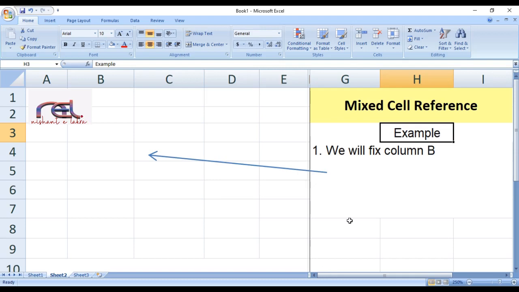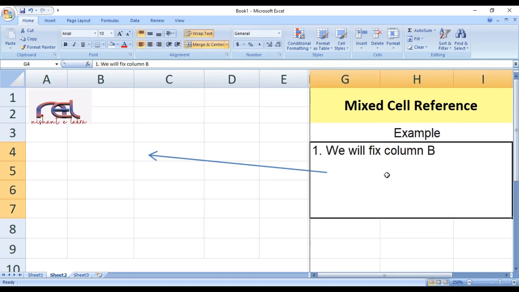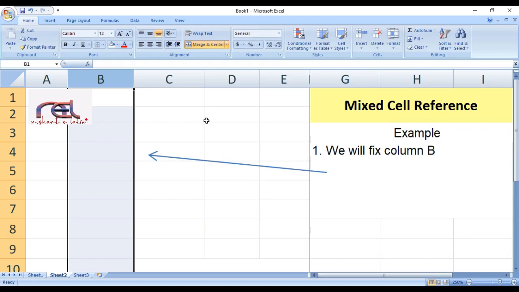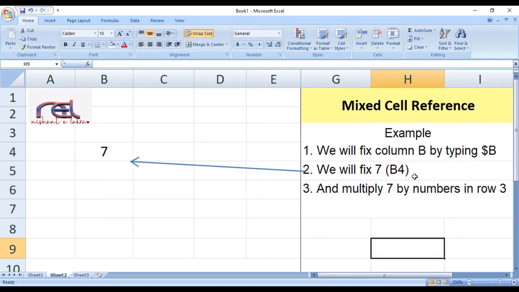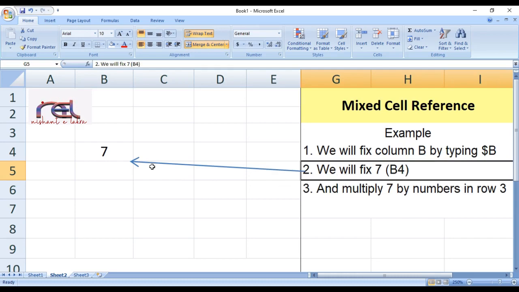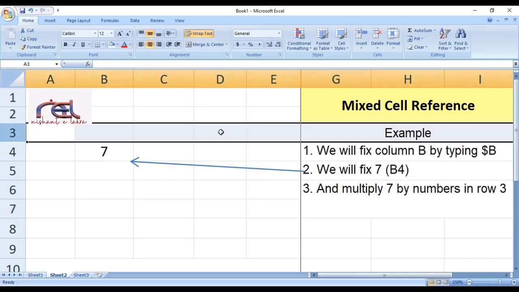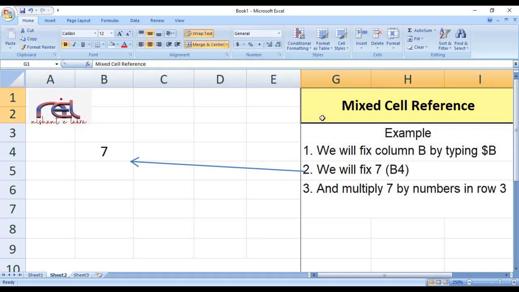Now let's see one example. I will show you one example. Look into it very carefully. We will fix column B. We will not fix the whole column, we will just fix one cell. And how do we fix column B? When we type $B, we will fix only the value present in B4, and then multiply 7 by the numbers present in row 3. This is what we'll be doing. It's a mixture of absolute and relative cell reference.